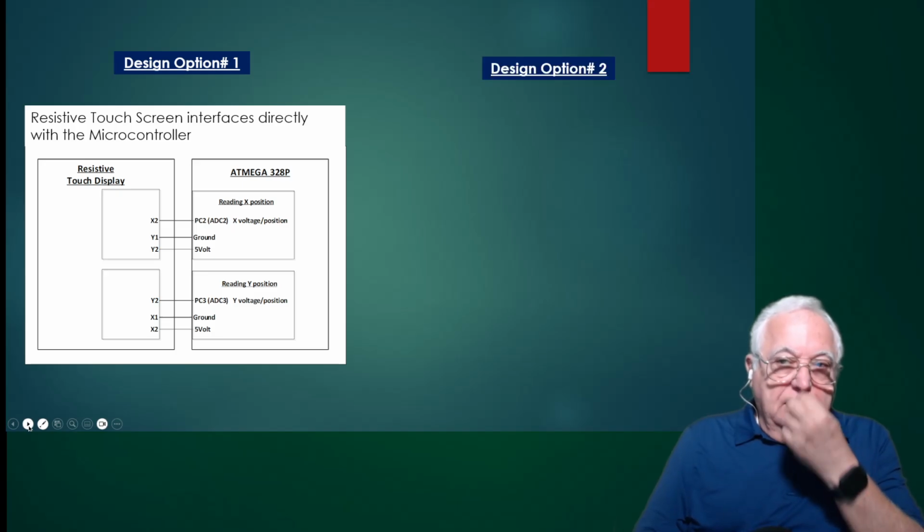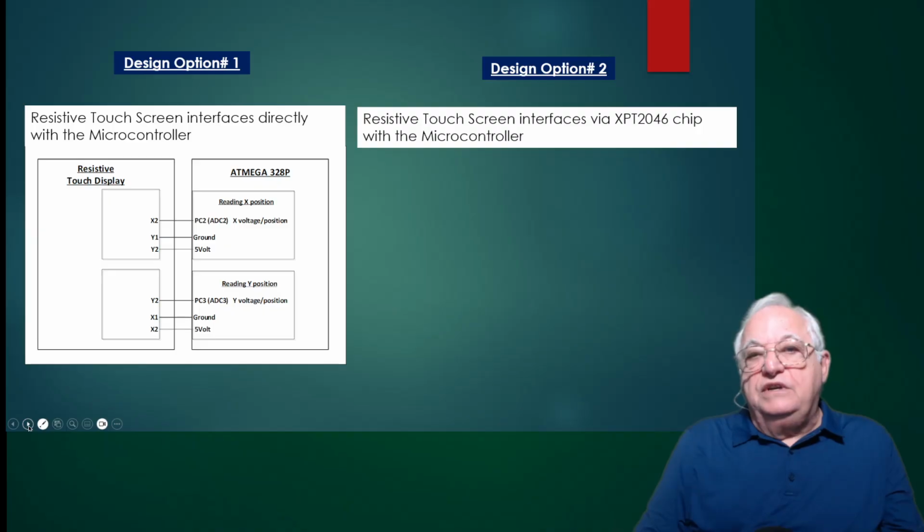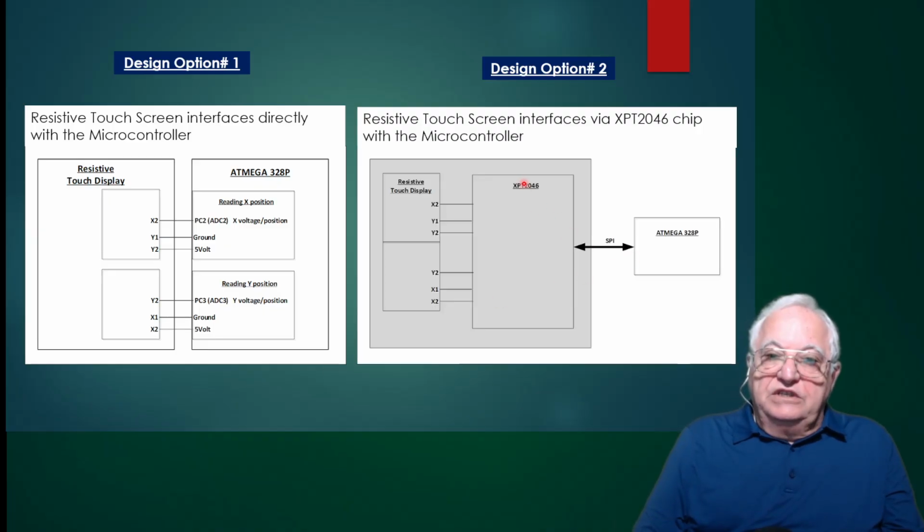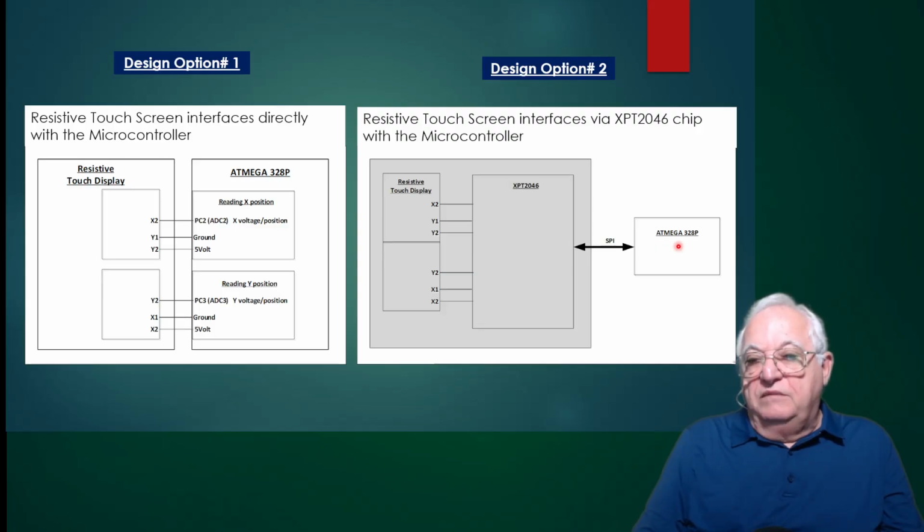Now, the second option that you have is the resistive touchscreen interfaces via the XPT2046 chip with the microcontroller. Now, what you have here is a chip that's going to take care of applying what the controller has to do in this case, which is applying the voltage and the ground and reading the analog signal. And then once the chip gets that information, it sends it to the ATMEGA, to the microcontroller, via the SPI bus. Now, this is option 1 we're going to do now, and then we'll do option 2 in the next presentation.